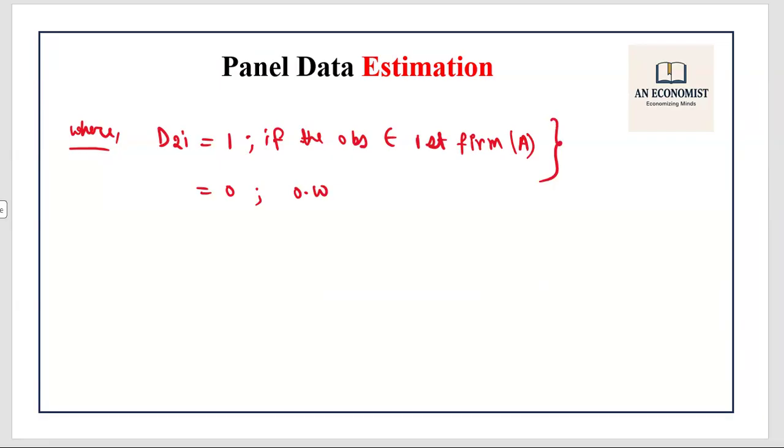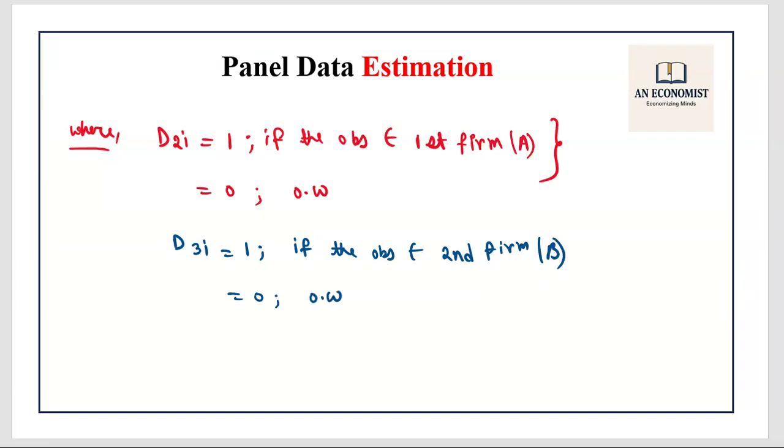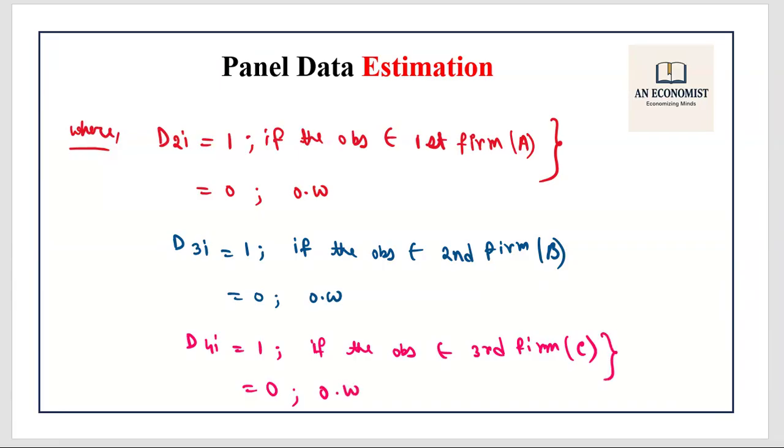In a similar way, we will do it for D3i as well. D3i will take the value 1 if the observations belong to the second form, which is form B, and 0 otherwise. Similarly, D4i will take the value 1 if the observations belong to the third form, which is the C form, and 0 otherwise. So this is the thing.